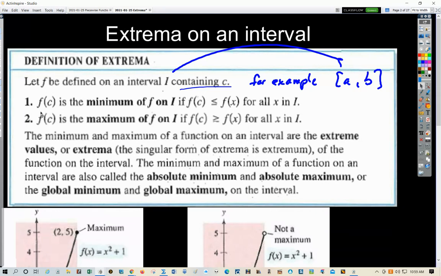We would say that f of c, so the function evaluated at c, is the minimum of our function f on some interval I, if every place on that interval, f of c is less than or equal to f of x. Okay?